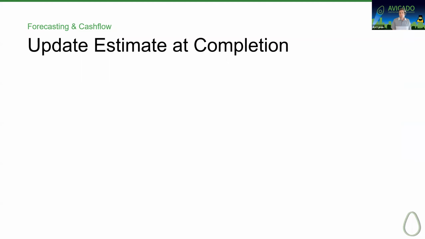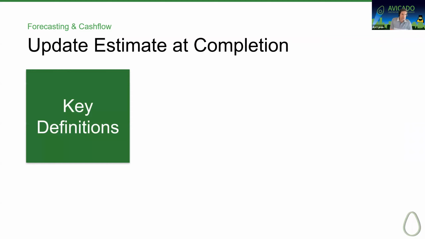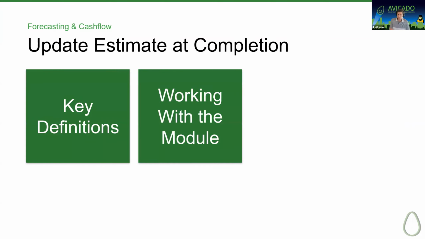So let's jump in. Using forecasting to update your estimate at completion is the easiest way to identify the cost impact that risks will have on your project. This is going to entail reviewing the key definitions of the cost module and how to work within the forecasting module. So let's jump into eBuilder and look at our cost summary.